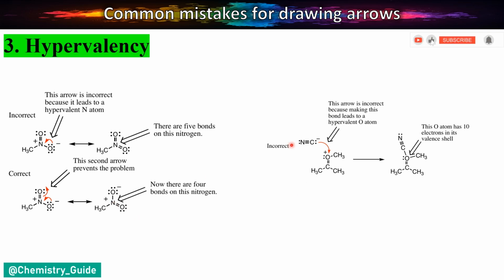The second example is the attack of a nitrile on this hypervalent oxygen atom. So in this case, we are overfilling the oxygen atom.